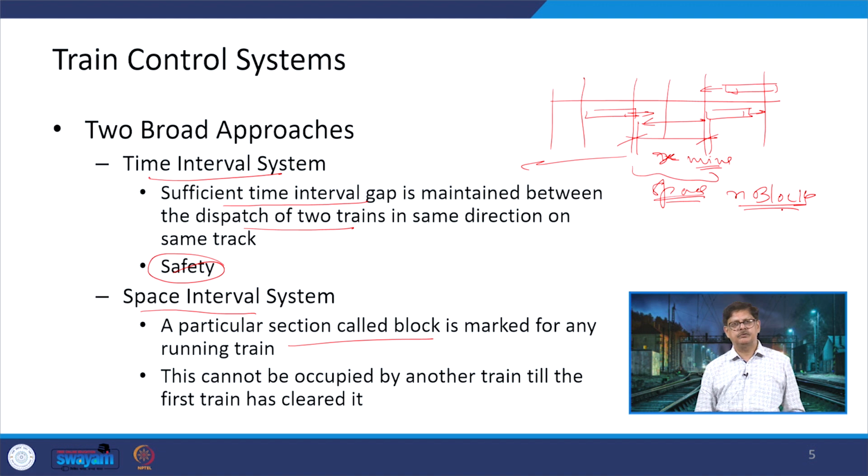Whether n is equal to 1 or n is equal to 2 or more than 2, that is the point of concern here, and depending on which particular system is being adopted, we are going to see how many block distances will be there between the two trains which are moving on a section on a particular track in the same direction. In the case of a space interval system, this cannot be occupied by another train till the first train has cleared a certain distance.